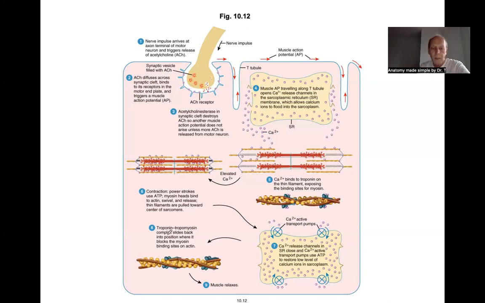The troponin-tropomyosin complex slides back into position where it blocks the myosin binding sites of actin when the calcium is released backward and actively, through the calcium pump mechanism, brought back into the sarcoplasmic reticulum. At that point, it becomes trapped and stored for the next event that will come.